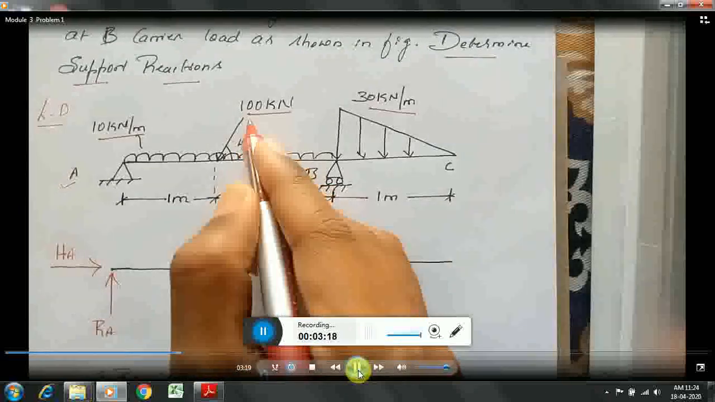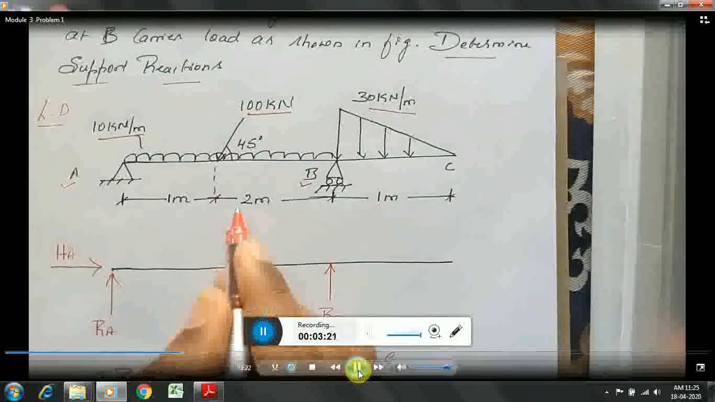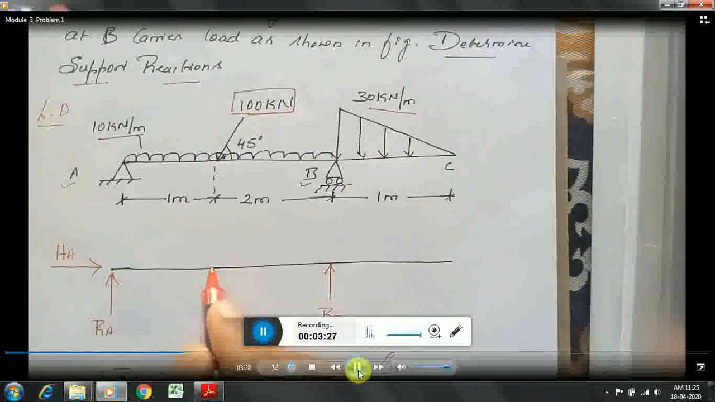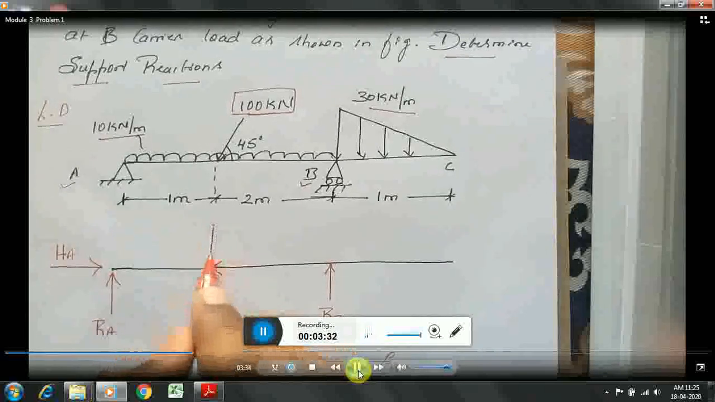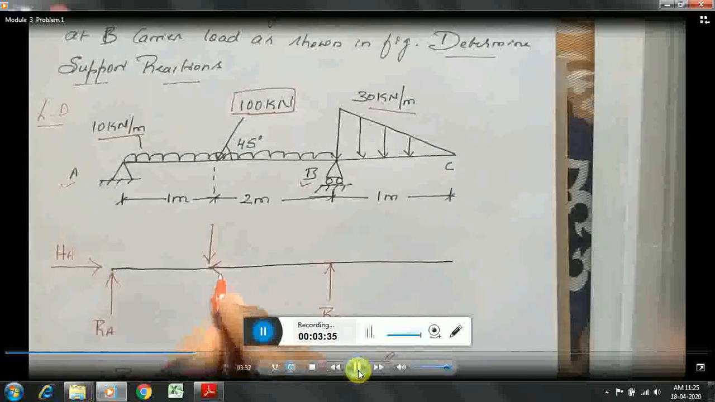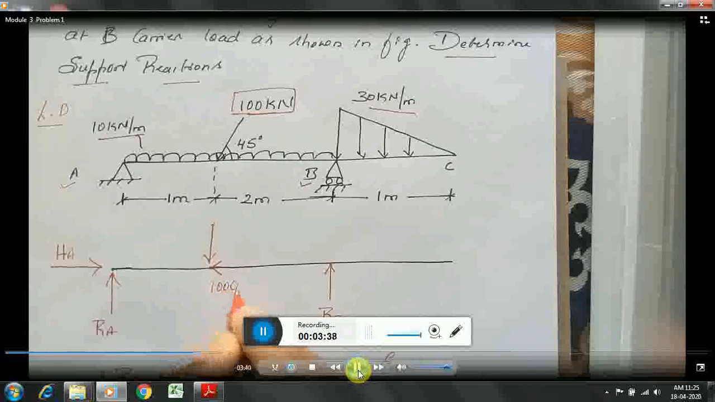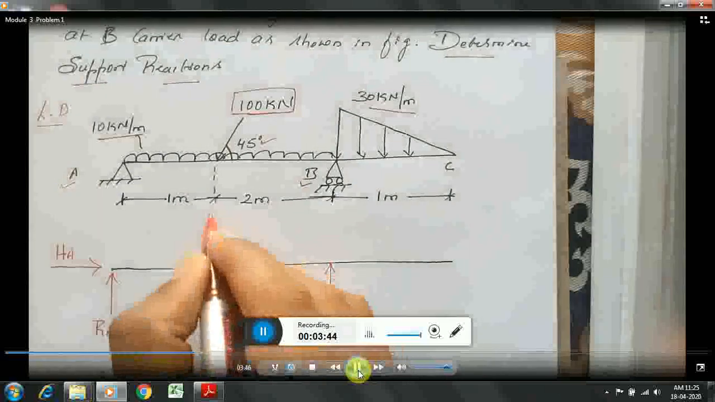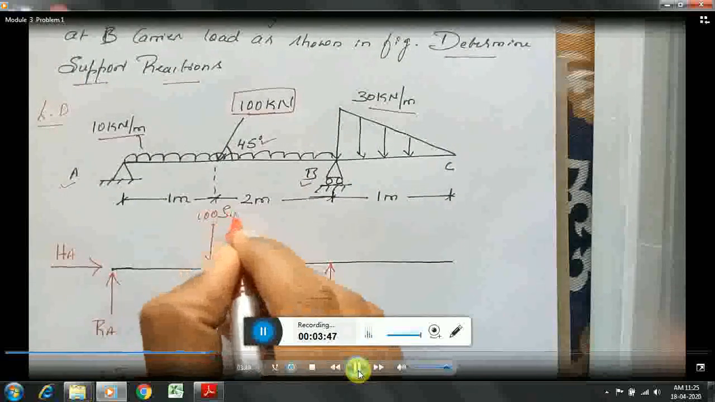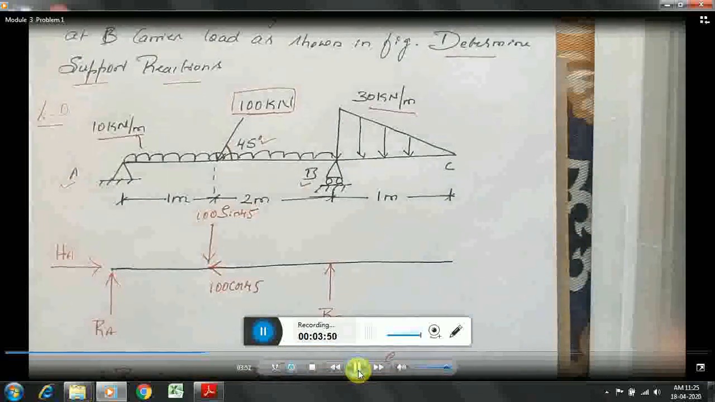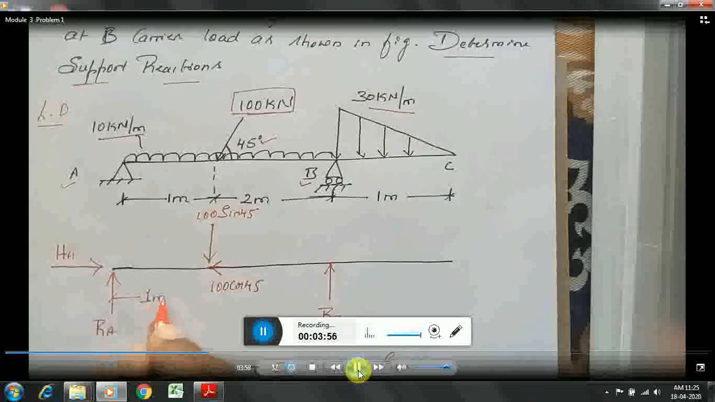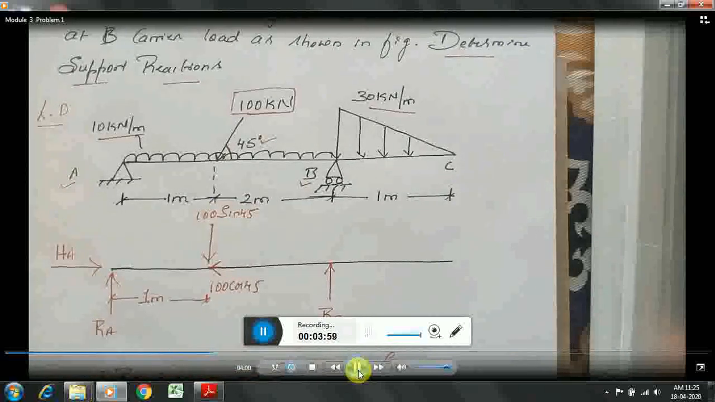Since this 100 kilonewton force is in an inclined direction, I will resolve it into a left component and a downward component, as we know in the resolution part. The left component is 100 cos 45 because we know the angle with respect to the horizontal, and the vertical component is 100 sin 45. This point load is acting at a distance of 1 meter from the left end.